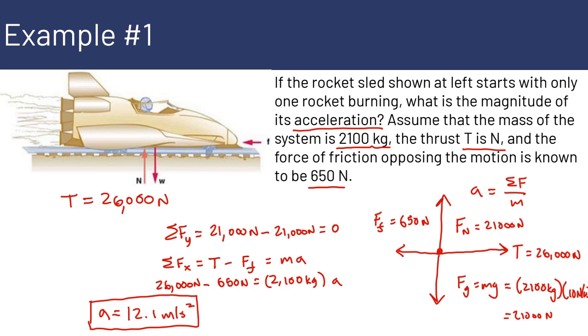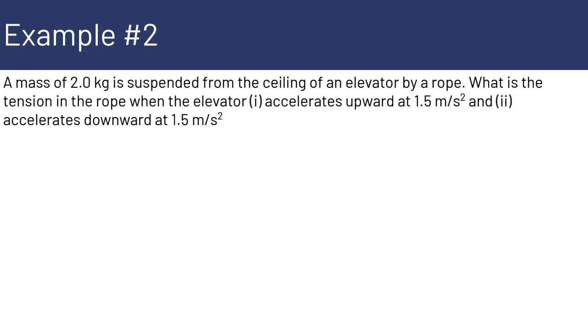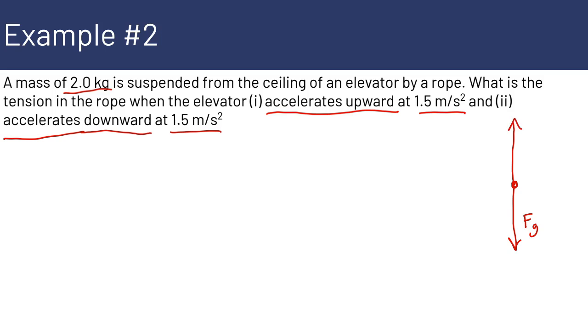Okay, example number 2. A mass of 2 kilograms is suspended from the ceiling of an elevator by a rope. What is the tension in the rope when the elevator, 1, accelerates upward at 1.5 meters per second squared, and 2, accelerates downward at 1.5 meters per second squared? Okay, so let's draw a free body diagram first. So we have Fg, and we have the force of tension.